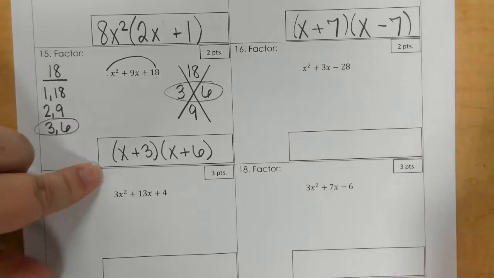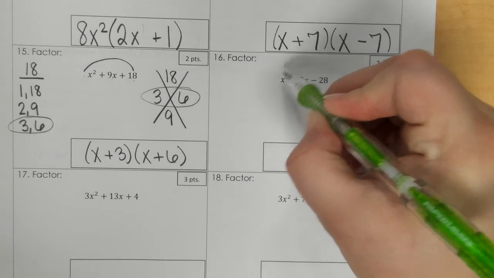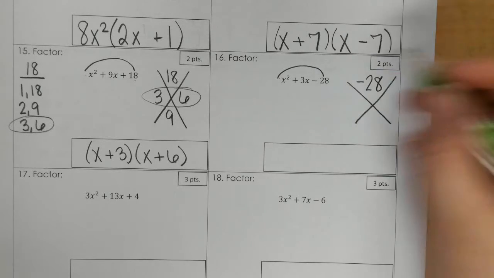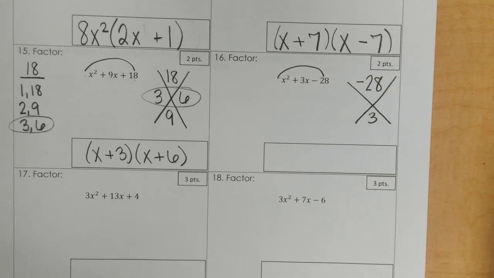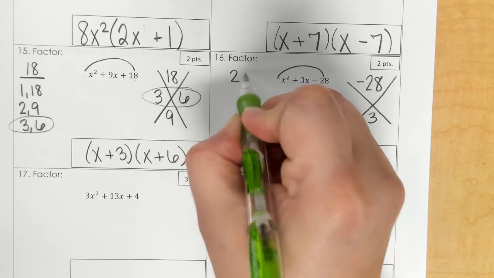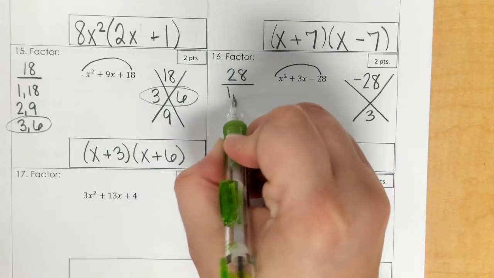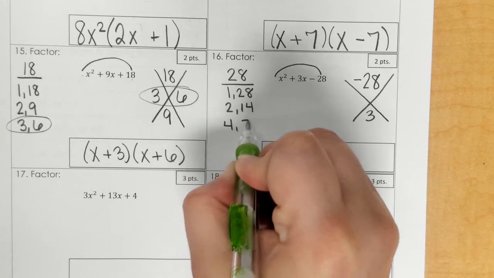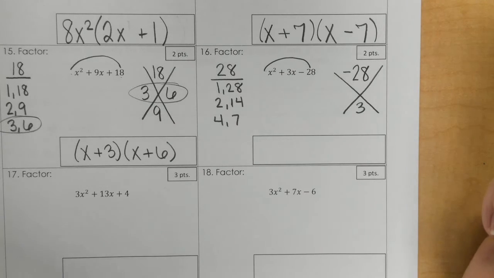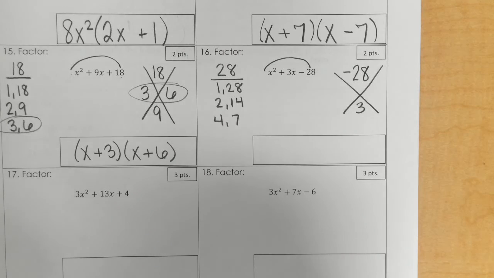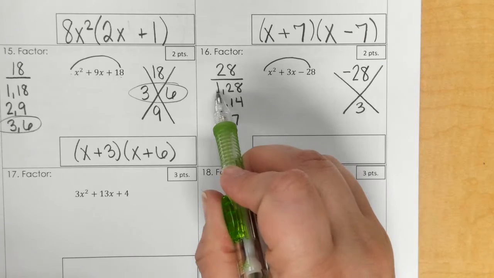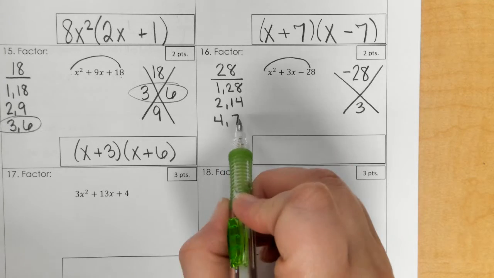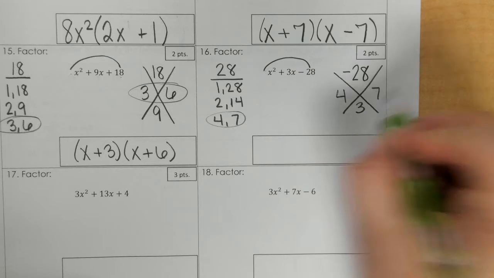Okay, let's try it again in number 16 with a negative. So the first number times the last number gives me negative 28. And I need to get to a 3. So on the factor sheet, or you need to list the factors of 28, we have 1 and 28, 2 times 14, and 4 times 7. So which pair can add or subtract and make a 3? So you got to work through each one, like that would be 29 added or 27 subtracted. So it looks like 4 and 7.